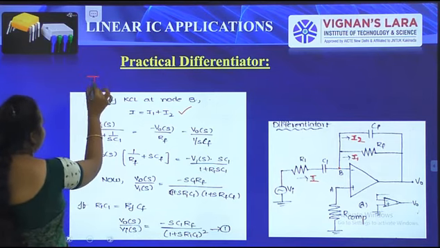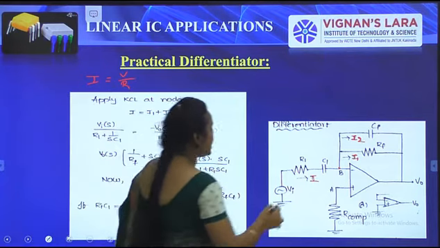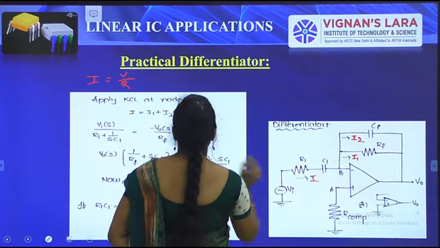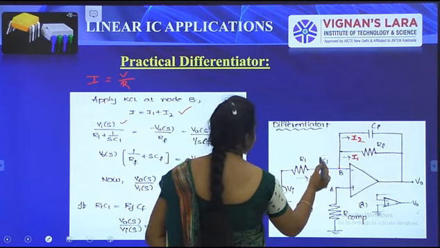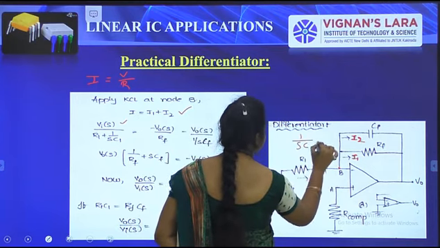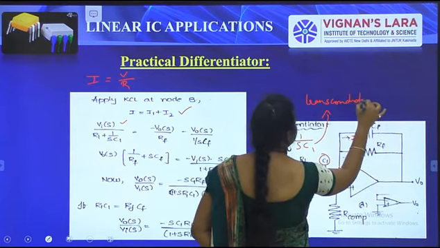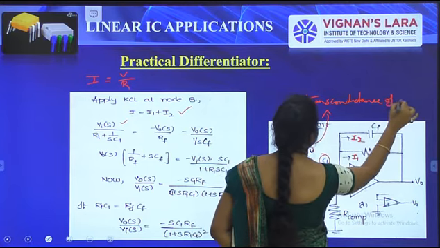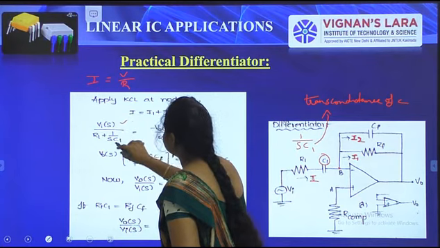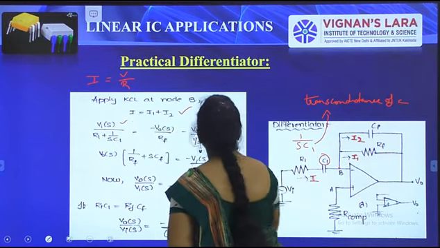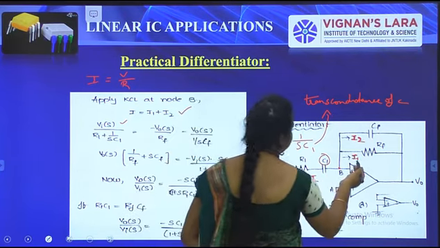We already know that I is equal to V by R. So I is equal to Vi of S divided by R1 plus 1 by SC1, where 1 by SC1 is the impedance of the capacitance. The impedance of the capacitance is written as 1 by SC1. So in place of I we write Vi of S by R1 plus 1 by SC1, and that is equal to I1.